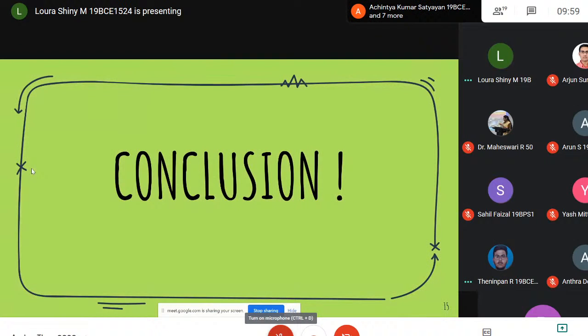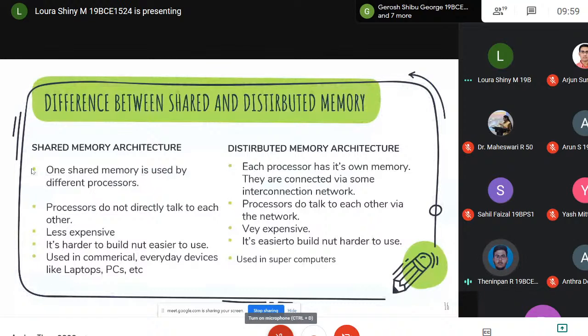Finally, I don't think it comes down to whether shared memory or distributed memory is better. Shared memory architecture is better for everyday devices which are less expensive and needed by ordinary citizens like us, like our mobile phones, PCs and laptops. It's harder to build, but always easier to use, and it's less expensive. On the other hand, distributed memory is easier to build, but harder to use, which is not very user-friendly for commercial use. But they are needed to handle supercomputing. So I say it all depends on our need.